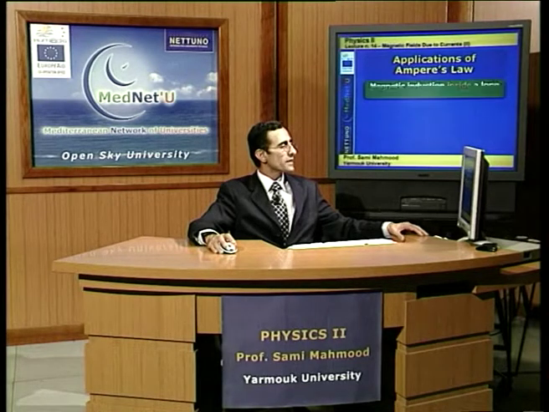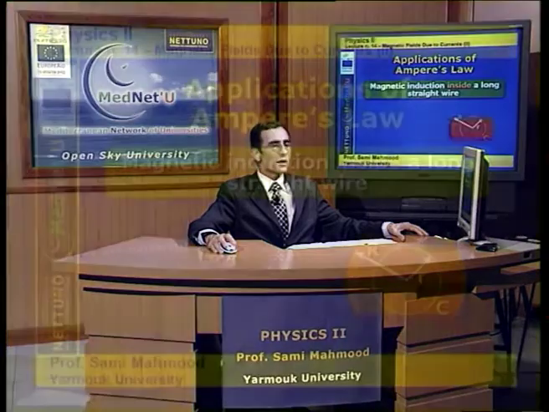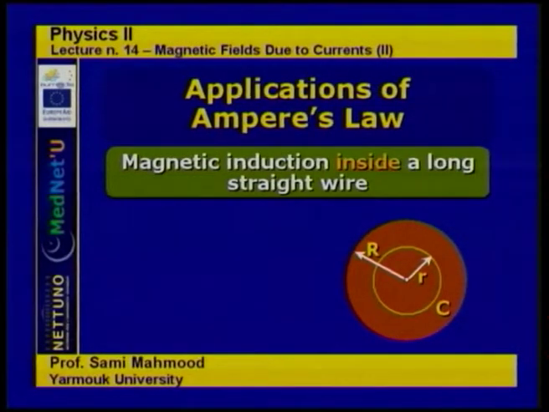Another example is if we want to calculate the magnetic field inside a long straight wire. Here, Ampere's law can be very useful because it's very difficult to use the Biot-Savart law to evaluate the magnetic field inside the conducting wire. And in this case, we take an Amperian path at the location where we are interested in calculating the magnetic field. So let's assume that we are taking the Amperian path C with a radius small r inside the wire.